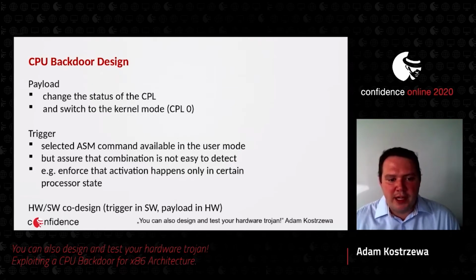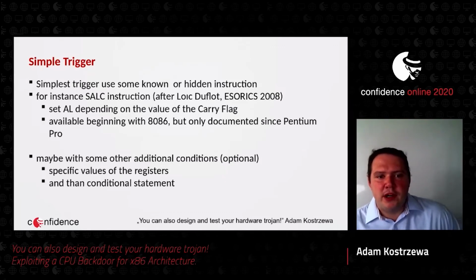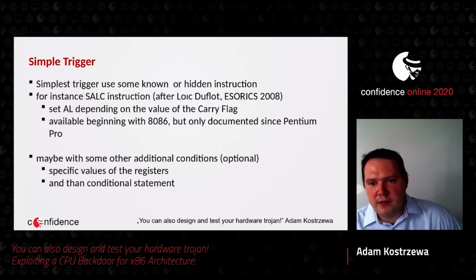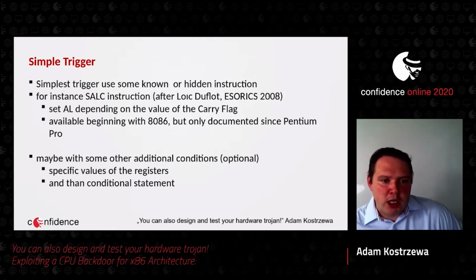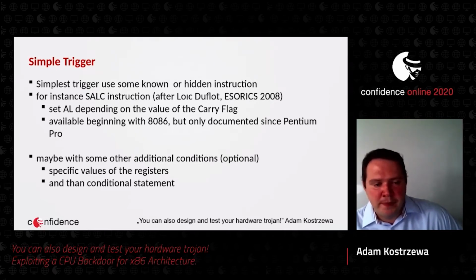So we would like to enforce that activation happens only in a certain processor state, and that it's not, for instance, triggered randomly in our system. The simplest trigger one could use is some known or hidden instruction. For instance, there is a sulk instruction. I'm using it here after Loic Duflot, whose work I can recommend to everyone interested in CPU backdoor design. This instruction was available from the beginning of the 8086 architecture, but only documented since Pentium Pro.